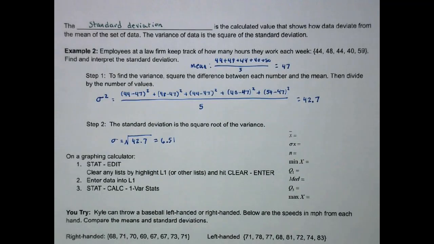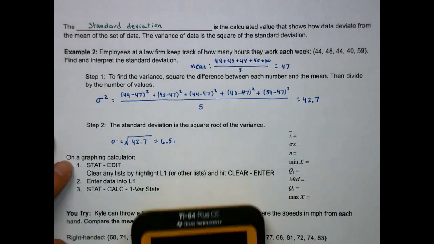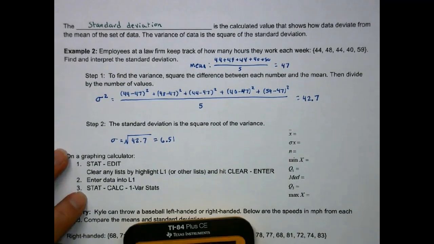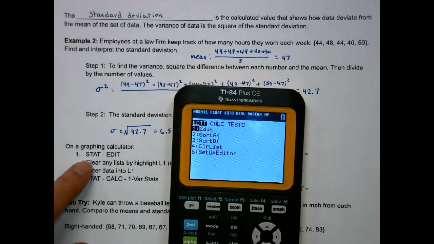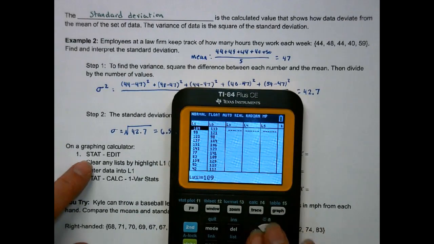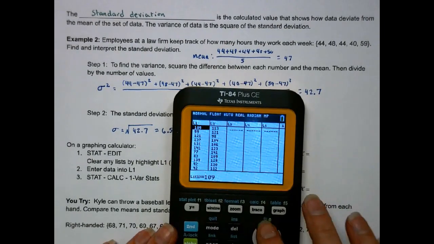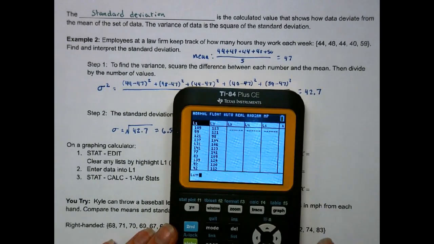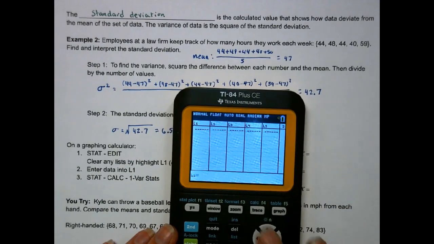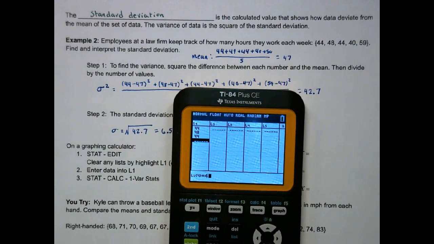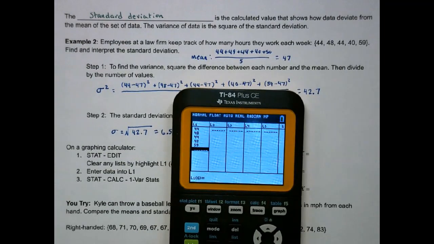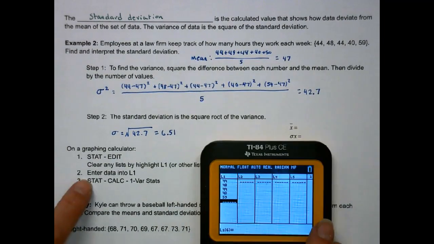So I'm going to show you how we could get that same thing in the calculator using something called one variable statistics. Our first thing we're going to do is press stat and edit. If there's something in your data tables here, you're going to highlight that and hit clear, enter. Then I'm going to go ahead and type in my 5 numbers: 44, 48, 44, 40, and 59. Okay, entered it into list 1.